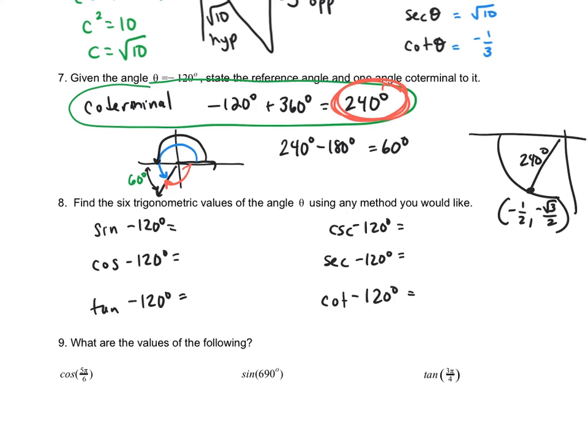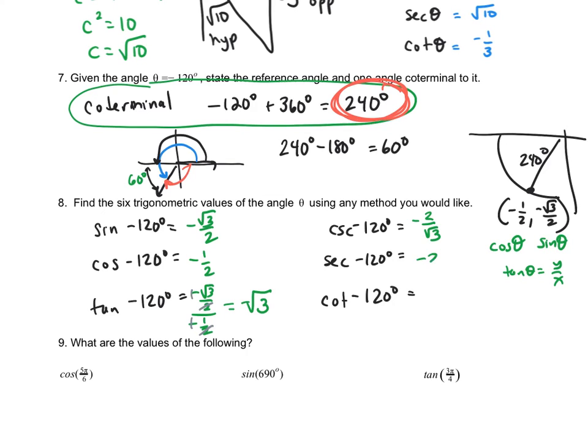So the sine is always the y value. So the sine is always second and the cosine is always first. So the sine is negative radical 3 over 2. The cosine is -1/2. Tangent, remember, is y over x. So negative radical 3 over 2 over -1/2. So the 2's will cancel, the negative signs will cancel. So we'll just get positive radical 3. And then for your last ones, you can just flip. So that's -2 over radical 3, that's -2, and that's 1 over radical 3. You can, of course, rationalize if you want, but those are our values.